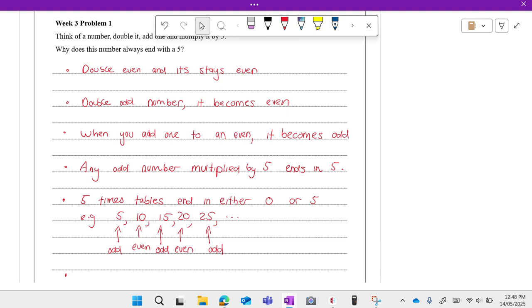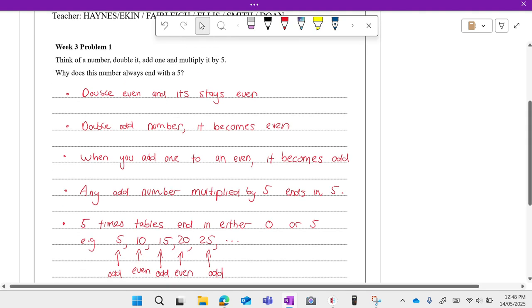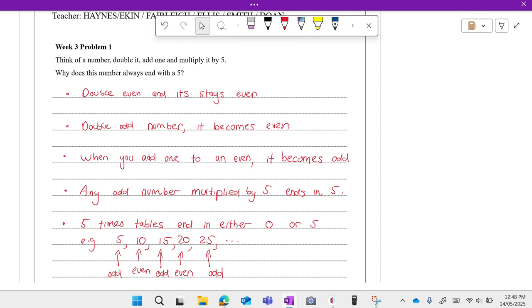You're on the right track. Because when you have any number, you add 1 and it makes it odd. Yes, so it makes even, and then you add 1, it means odd, and 5 times any odd number ends in 5. So that's bringing us back to what Elsie said. She started from the very beginning. If we have a number and we double it, then it stays even.